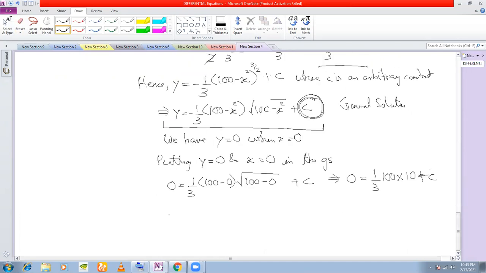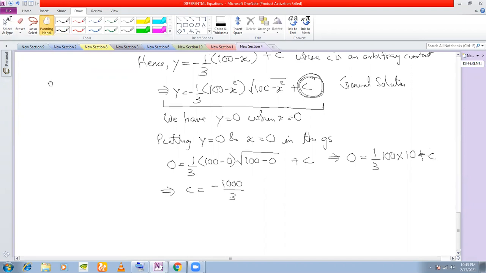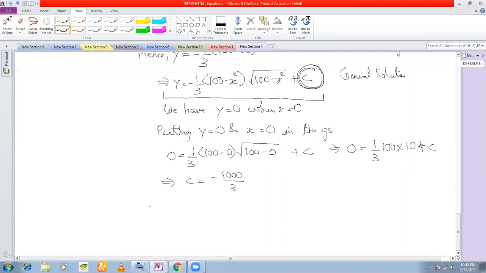So what are you getting here? You're getting c is equal to 1000 divided by 3. Isn't it? This is what you're getting. You got the value of the arbitrary constant. Therefore, what can we write? y is equal to minus 1/3 100 minus x square root 100 minus x square plus 1000 divided by 3.